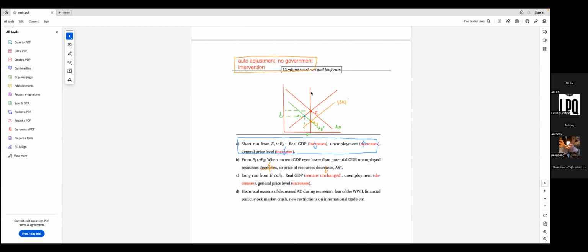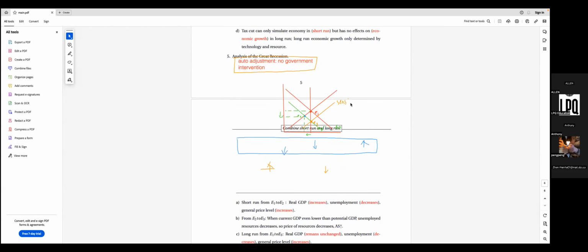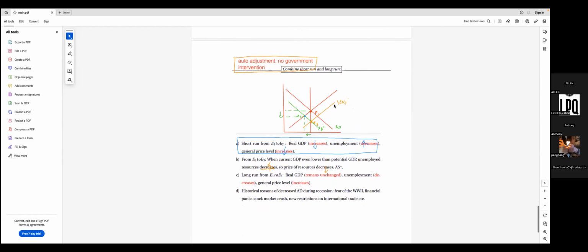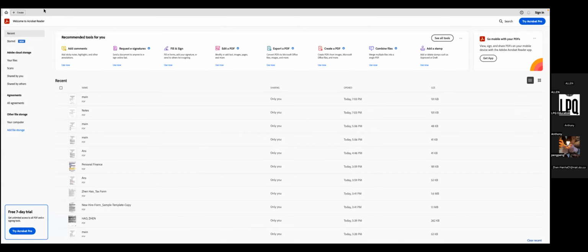No government policy. We didn't mention the government doing anything to shift the short-run AS to the left or to the right. Instead of government behavior or government intervention, the driving force for shifting short-run AS to the left or to the right is the price change in the resource market. Once again, it isn't government behavior. So these two graphs are called automatic adjustment. Automatic, one more time, means we don't have government intervention.